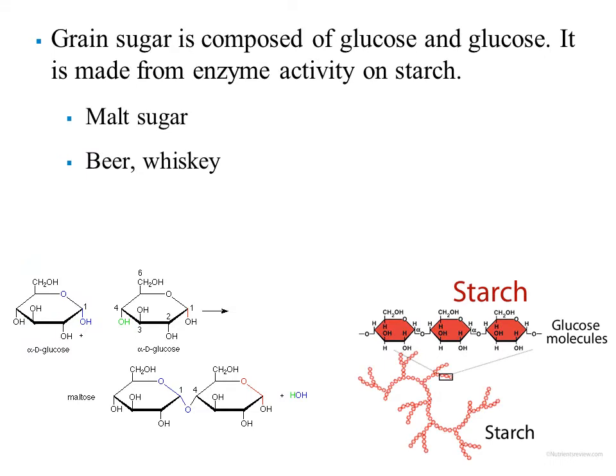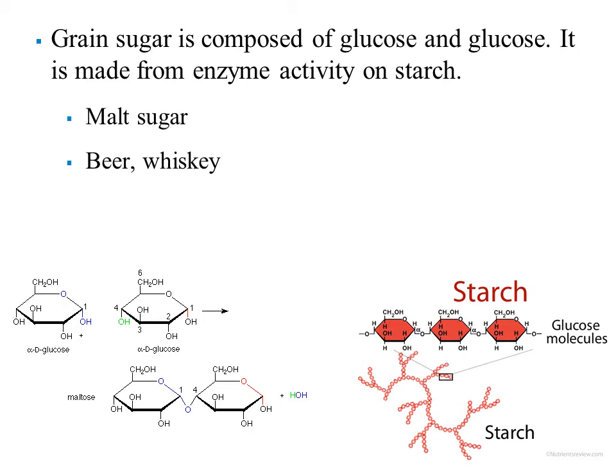The third disaccharide we will talk about is grain sugar. Grain sugar is composed of two glucose monomers linked together. It is made through an enzymatic activity on starch. So when we are digesting a starch in our mouth, enzymes can hydrolyze dimers off of this polymer. Some examples of this will be seen in malt sugars, beer, and in whiskey.